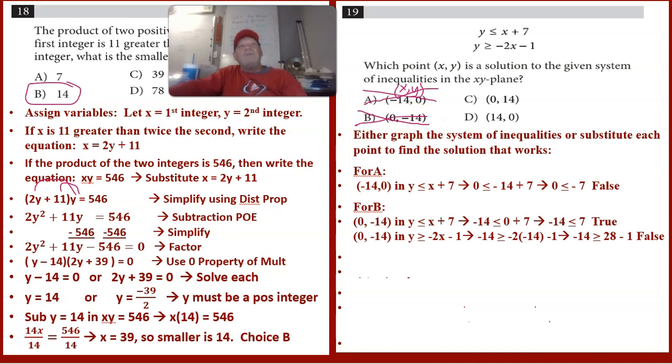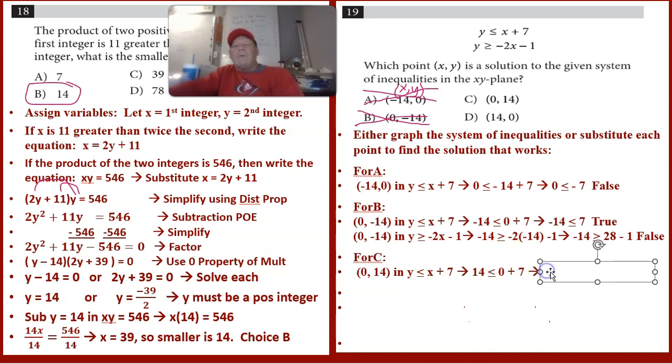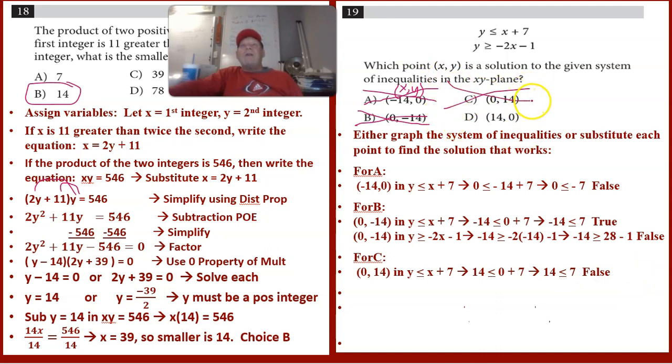And sometimes just trying each solution is the easiest way to figure out whether that is the solution or not. So now we try C. So now I've got the point 0, 14 as my xy. So I'm going to put a 14 in here, a 0 in here for the x, 14 for the y. So is 14 less than or equal to 0 plus 7? Is 14 less than or equal to 7? Nope, that's false. So by default, I'm going to say the answer is D.